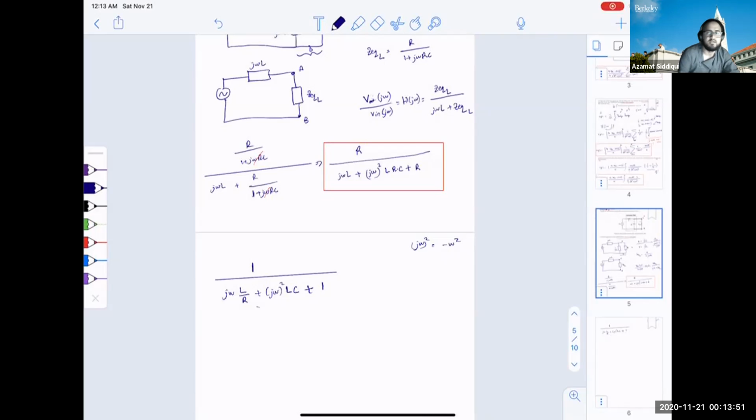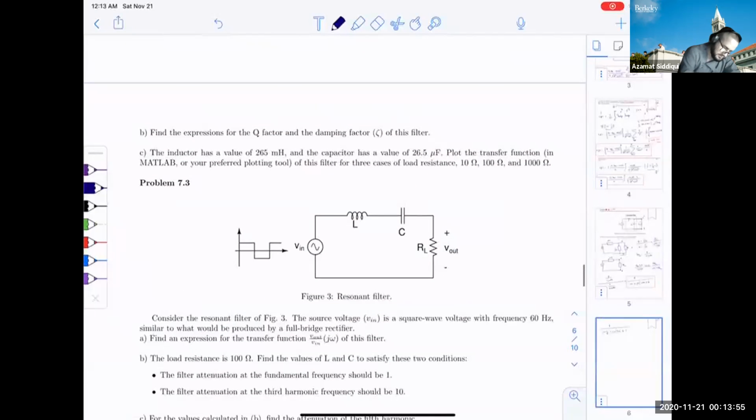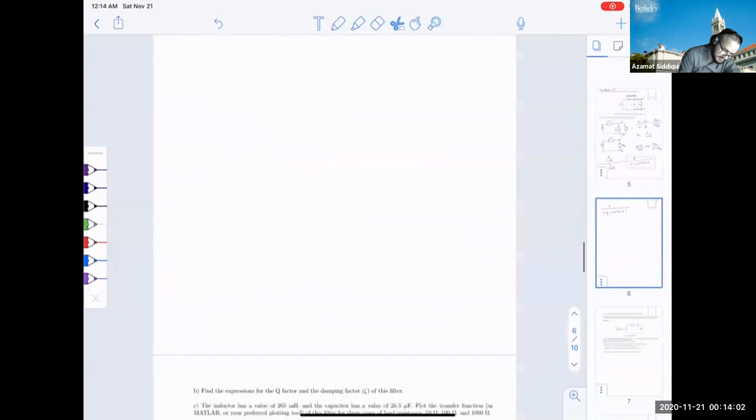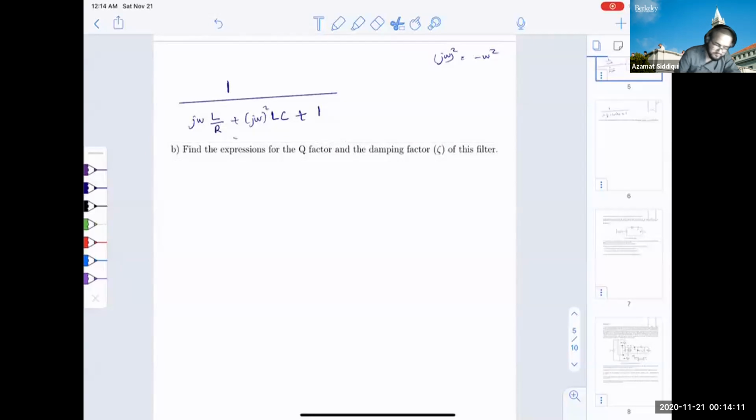Now, let's move on and see what else we have. Part B is asking us to calculate the damping factor and everything else. Let's paste this, make it bigger, bring it up here, and we are asked to find an expression for the Q factor and the damping factor.